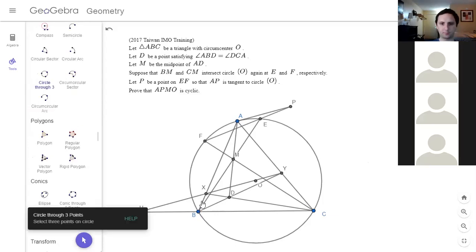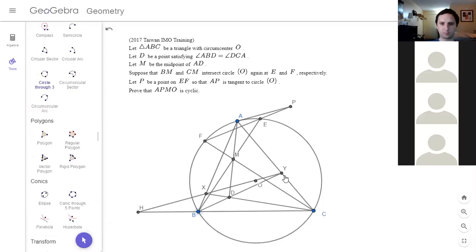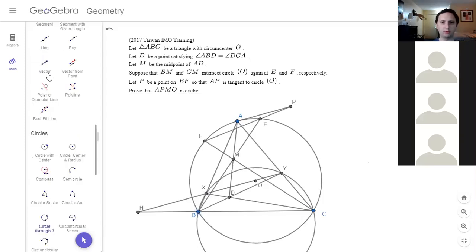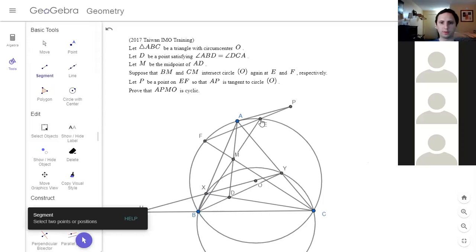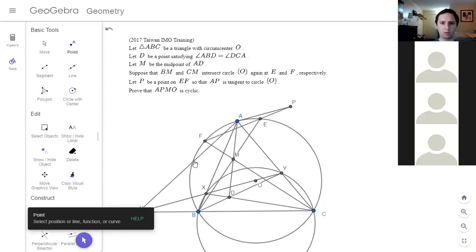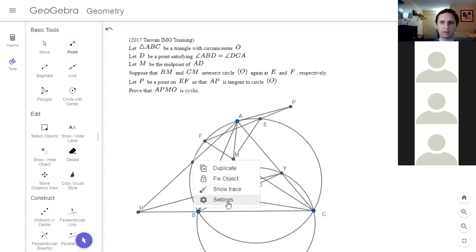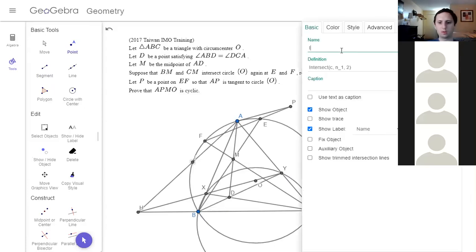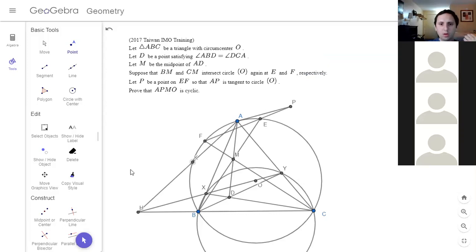And now I define K to be the intersection of AH and the circle. EH or DH? AH. All right. Yeah, that's the point K. Now I claim that DK is perpendicular to AH.